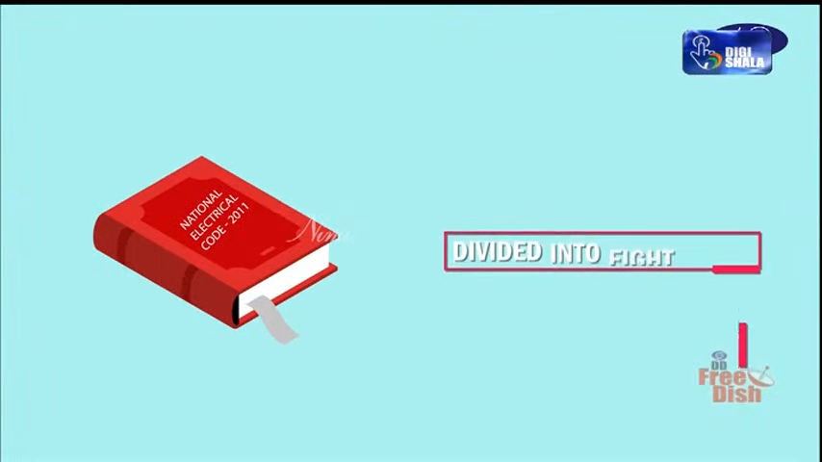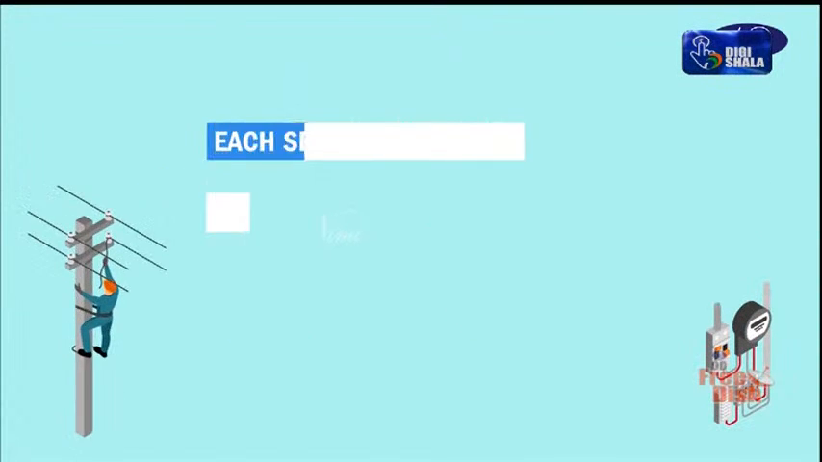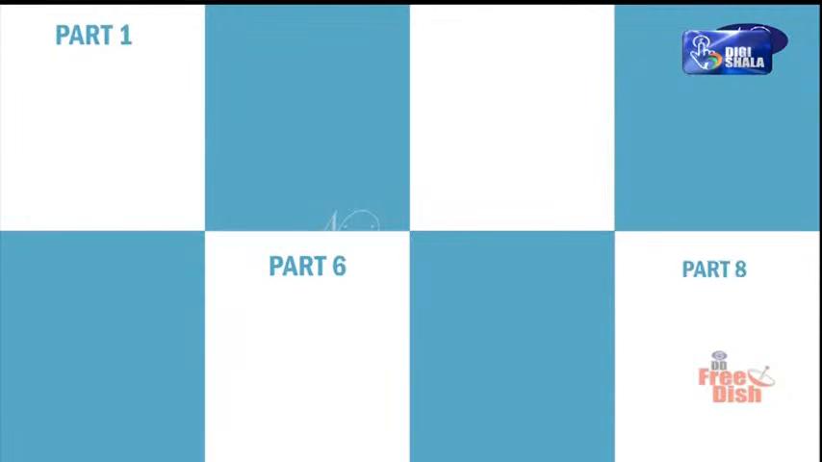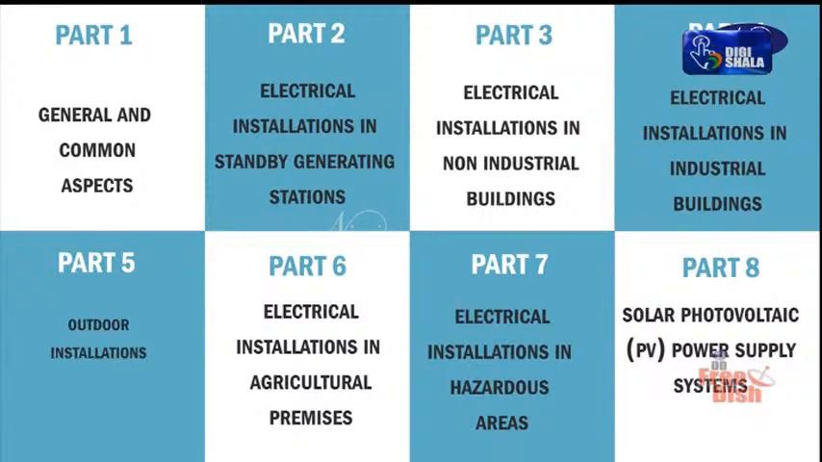The code is divided into 8 parts which are further divided into a number of sections. Each section refers to the description of the electrical items, devices, equipment, etc. Let us see the overview of the parts and the corresponding sections.